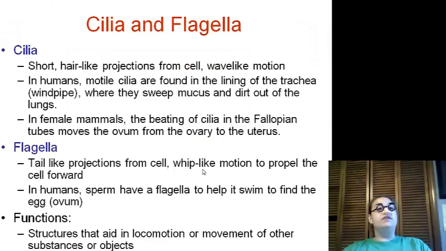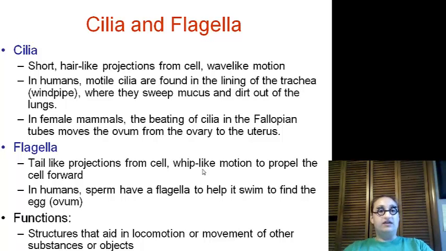Now we have cilia and flagella. Cilia are short, hair-like projections from the cell, and they do a wave-like motion. We have these in our lining of our trachea or our windpipe, and it sweeps mucosa and dirt out of our lungs. And in females, yes, the females out there, you have cilia beating in your fallopian tubes. They move the egg every month from your ovaries to the uterus.